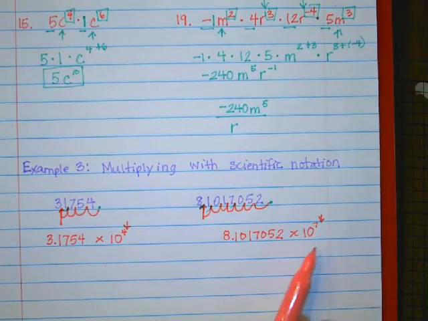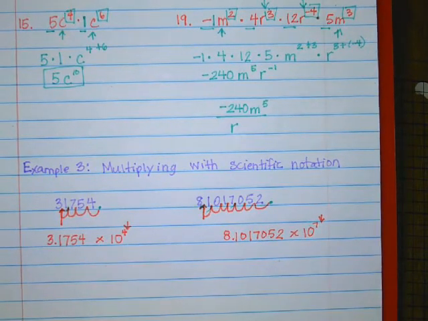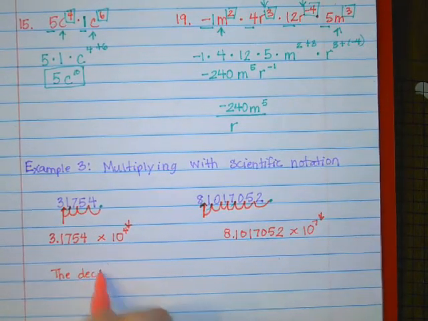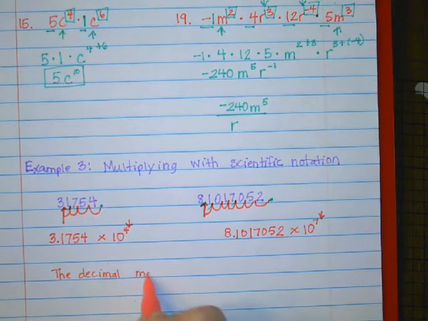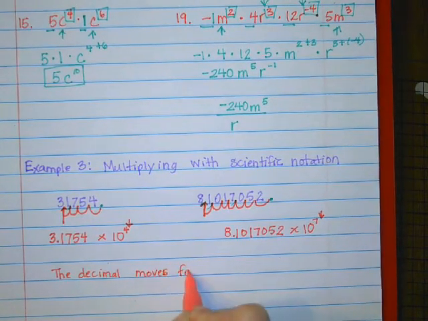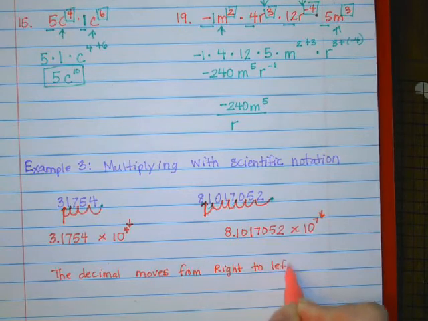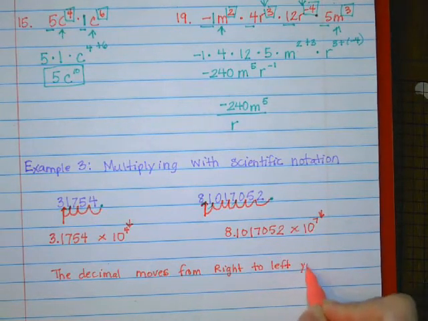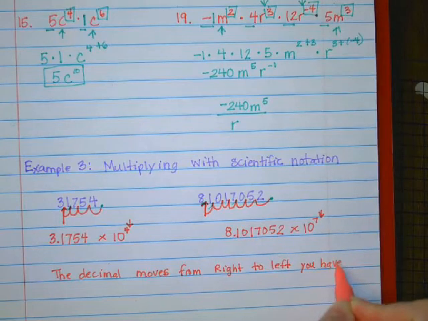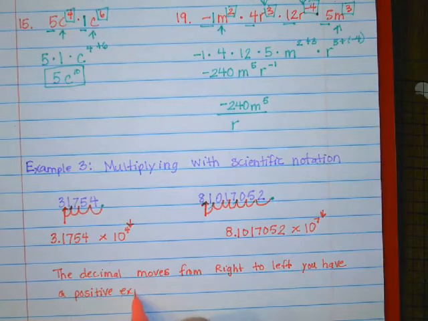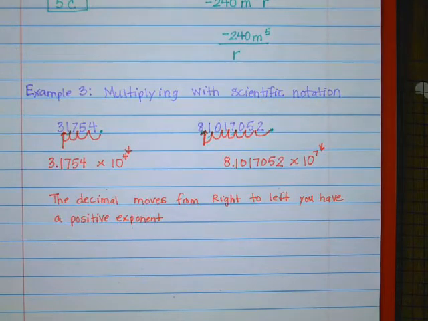This tells me I move my decimal from the right to the left. So when the decimal moves from right to left, you have a positive exponent. Move this up. All right? So the next thing we're going to talk about is when the decimal is on the other side.